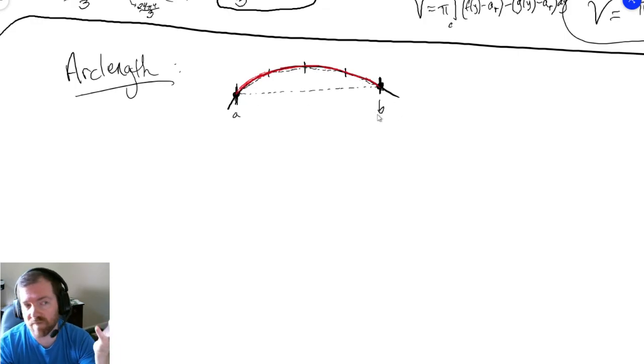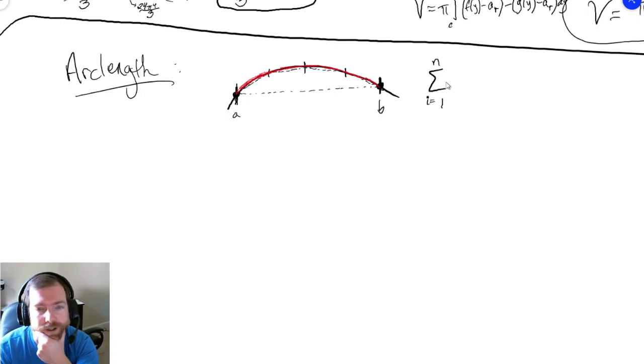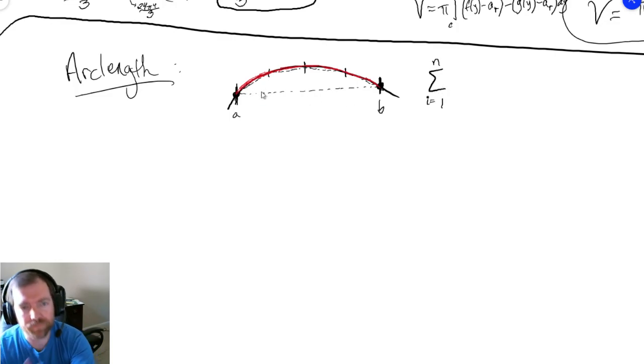And again, it can go pretty well. So we want the sum, essentially, as i goes from the initial segment 1 to the nth segment n. And we want, let's see, we want this to be distances.